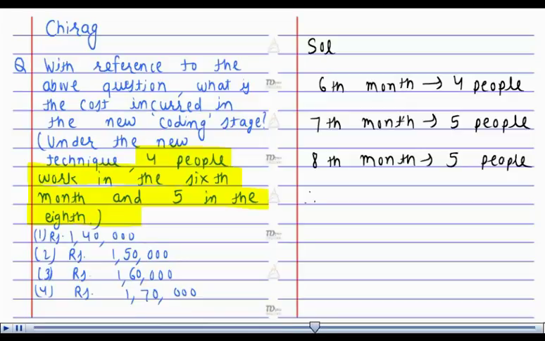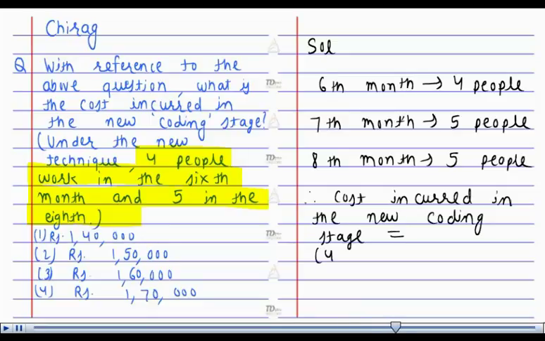Therefore, cost incurred in the new coding stage is equal to 4 plus 5 plus 5 into 10,000, which is equal to 1,40,000. Hence, the answer of this question is option number 1.